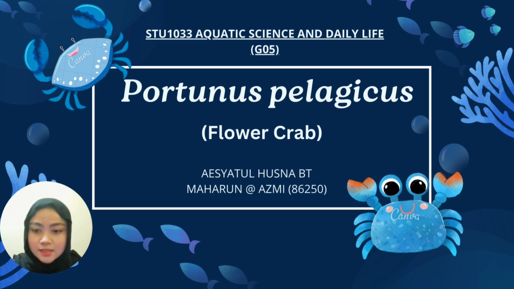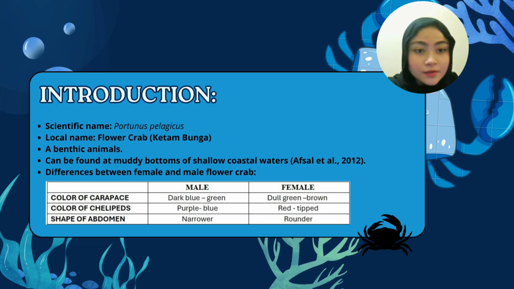The aquatic organism that I choose is crab. The scientific name for the crab is Portunus pelagicus. The local in Malaysia, they call it flower crab, or in Malay we call it ketam bunga. Flower crab is one of the benthic animals that can be found at the muddy bottom of shallow coastal water, and they also can be found at the seabed.